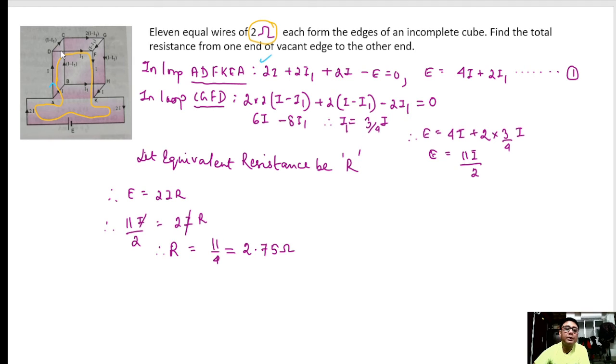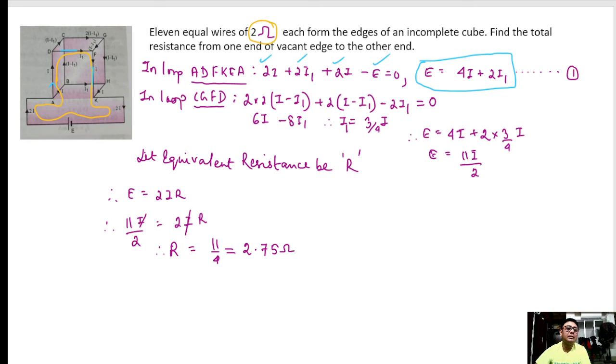Next from D to F. So we are going in the direction, resistance is 2 ohm, current is I1, so plus 2I1. Then we are going from F to K, again in the same direction of the current, so it will be plus 2I. Now we are going from minus to positive in the battery, so negative terminal to positive is negative, minus E. So we are getting this relation. So this is one relation.